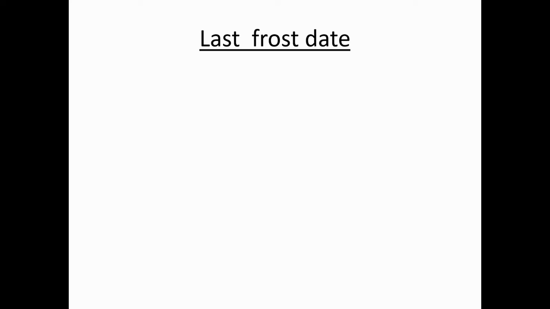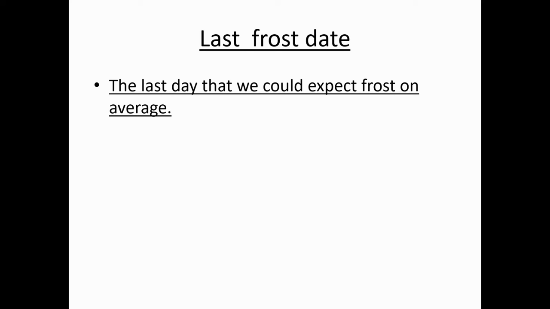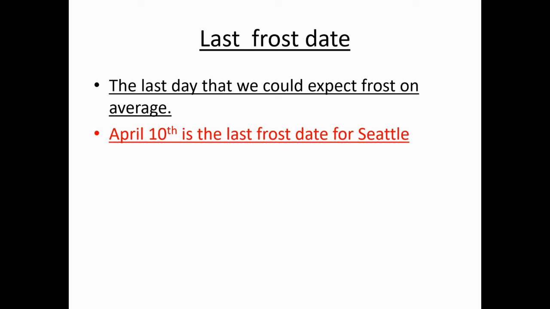So the last frost date, this is also something that relates to hardiness zone, and it's the last day that you could expect frost where you live. So for example, here in Seattle, April the 10th is considered the last frost date. And so if I'm reading a packet of seeds, it will say, plant these seeds 4 weeks before the average last frost date, or plant it after the last frost date. We don't often get frost that late in the year, but that is something that can happen. And so you sort of need to be aware of what that time frame is for where you live.